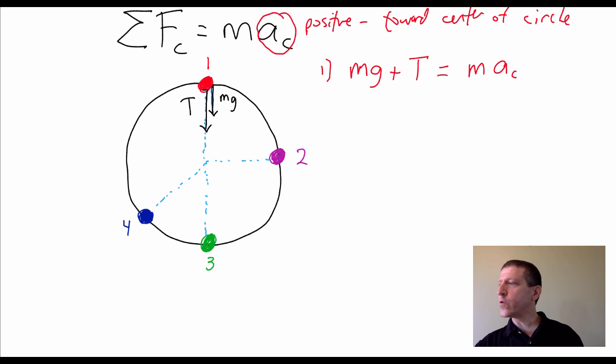Let's go to position 2. For position 2, the only force that is acting on it, now gravity, of course, here's my free body diagram. We've got mg going down this way.